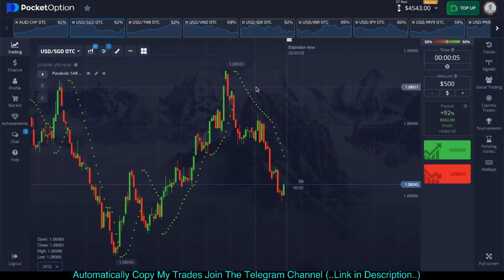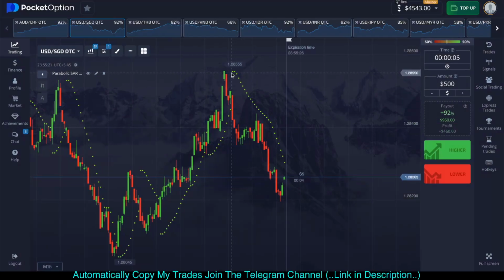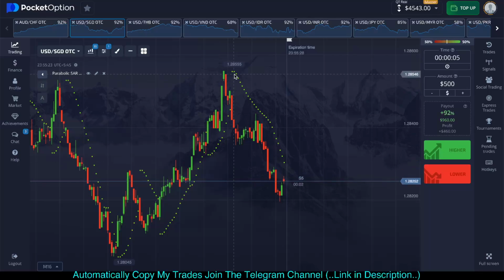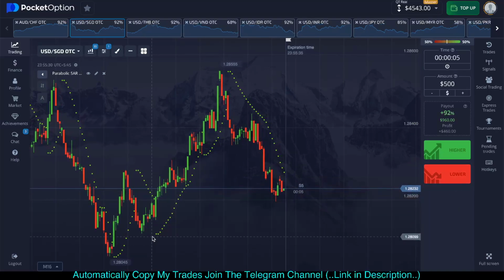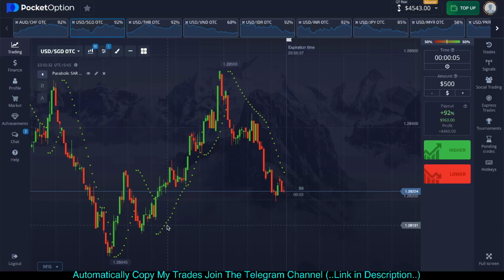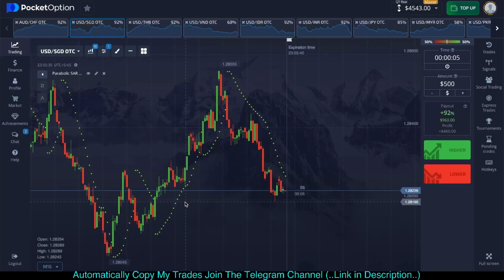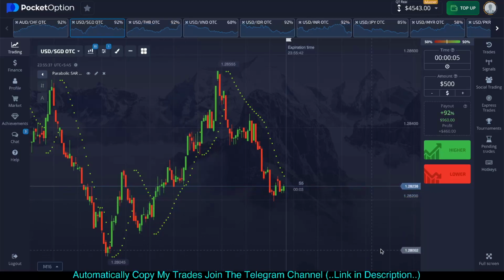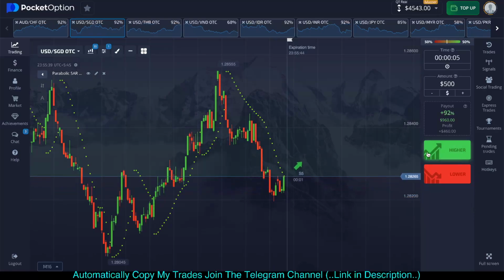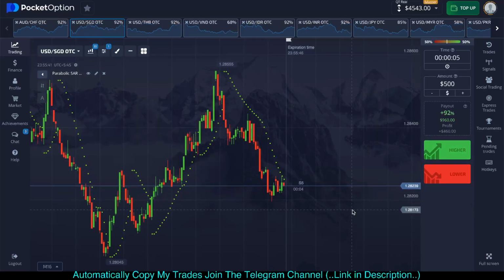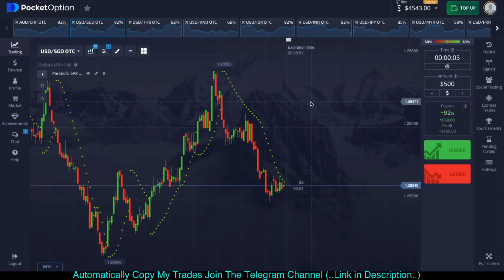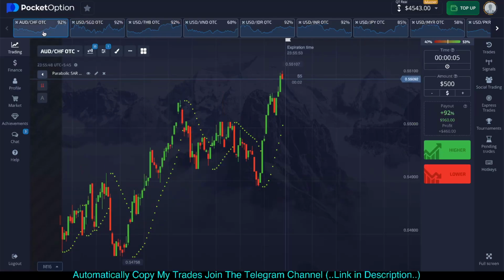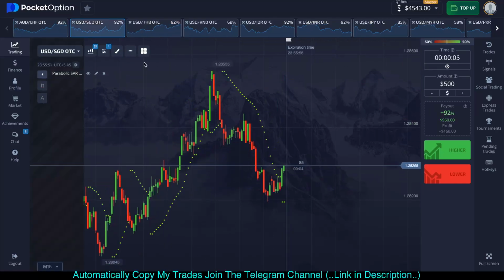Now the strategy is extremely simple. Whenever these candles are below the parabolic SAR dot, and whenever the second dot is forming, you make a trade by clicking on lower. But whenever the candles are above the parabolic SAR dot, and whenever the second dot is forming, you make a trade by clicking on higher. This strategy is as simple as this, and in this video we are going to make trades of $500 each in 5-second time frame. So let's switch to this chart and search for our signals.